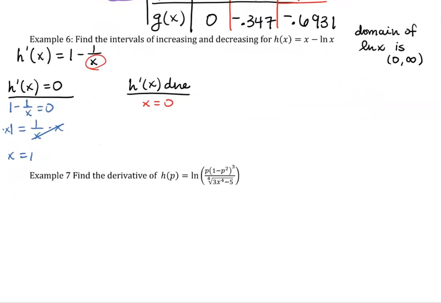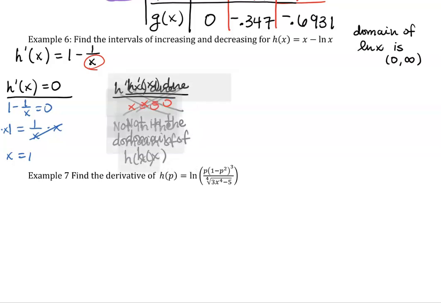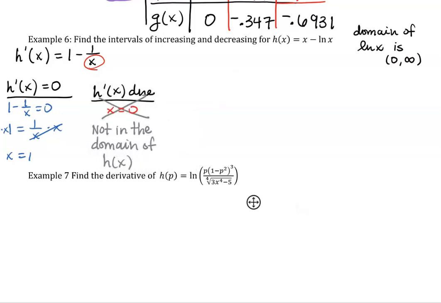Or 0. You cannot plug 0 into natural log either. So if 0 is not in the domain of our function, it's not going to count as a critical value either. It is not in the domain of h of x. So we don't have to consider that as a critical value. We only have one critical value here, and that is the critical value of 1.